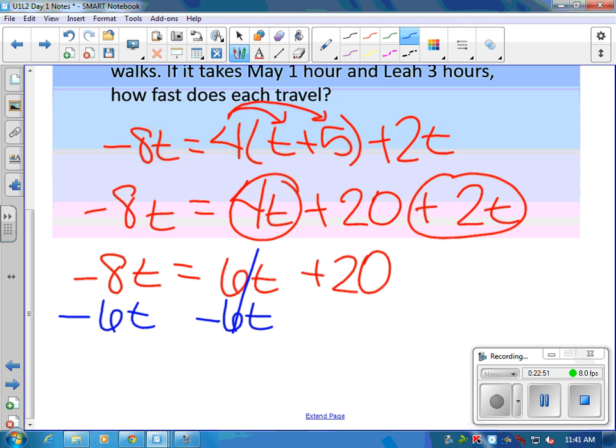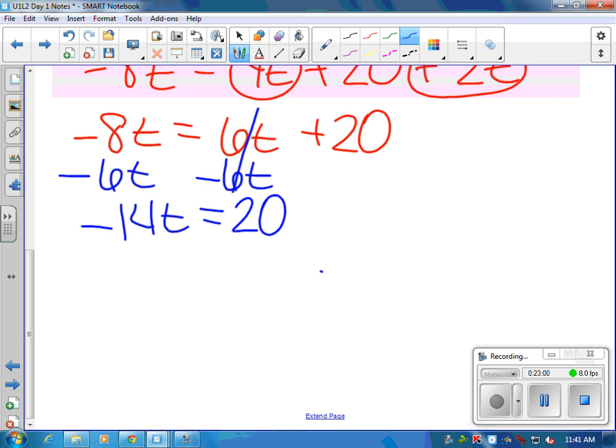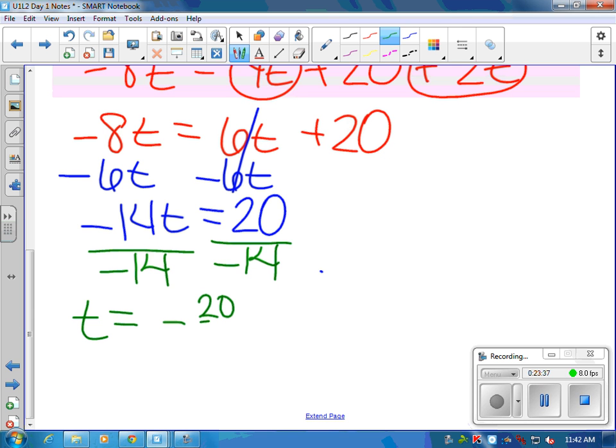6t minus 6t is 0. That goes away. I have negative 14t equals 0 plus 20. What's my last step? Alex? I need to divide both sides by negative 14. So now I have t equals, is my answer going to be positive or negative? Okay, so the key here is that I'm dividing a positive by a negative. So I have one positive, one negative, so my answer is going to be negative.